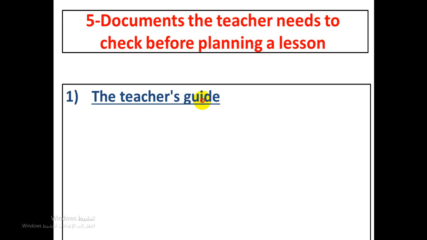And we have the student's book. While checking the student's book, the teacher needs to make sure: is the student's book based on the approach you prefer? Is it visually alive and well presented? Does it have good pictures? Is the vocabulary useful and in current use? Is the structure graded? Are all the students having the book?